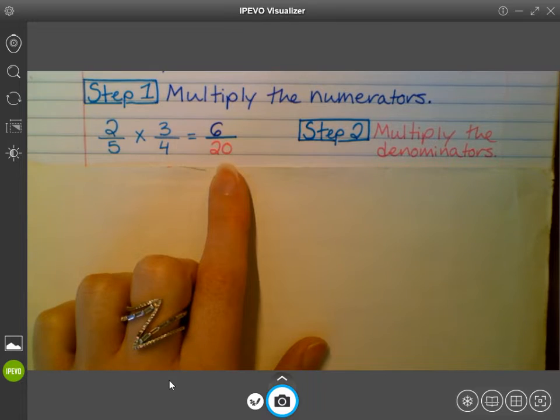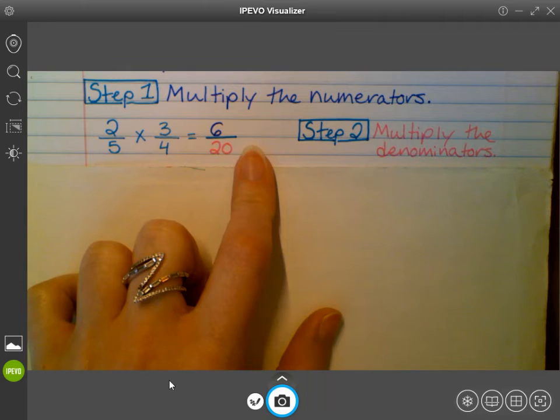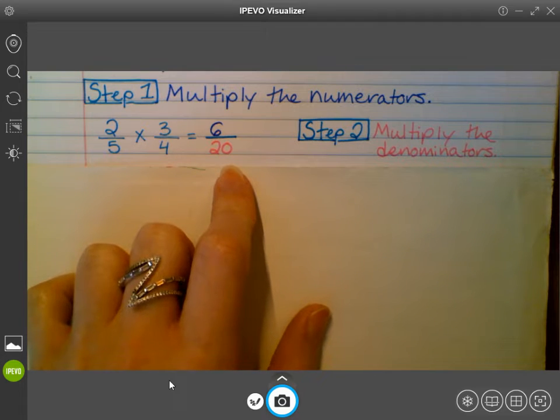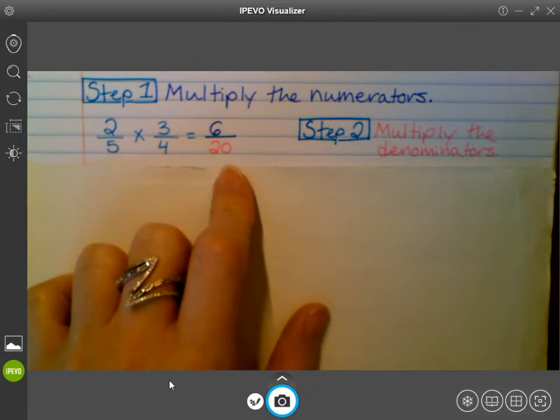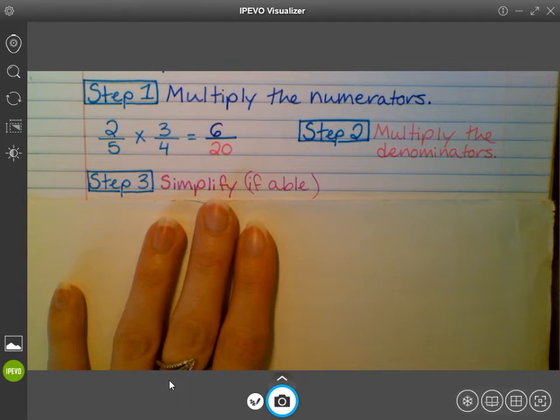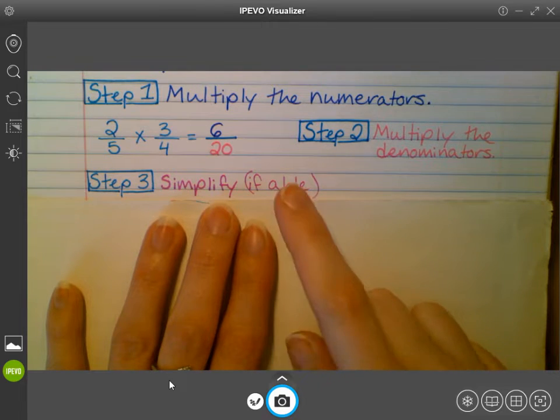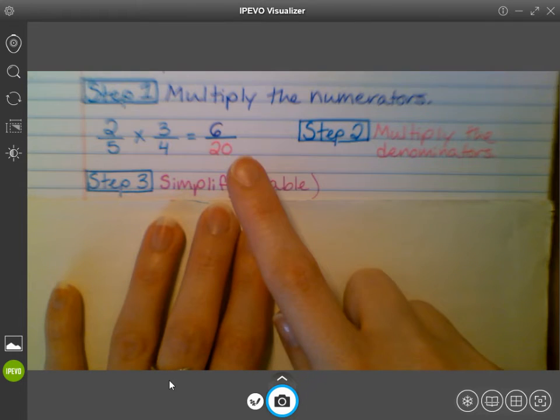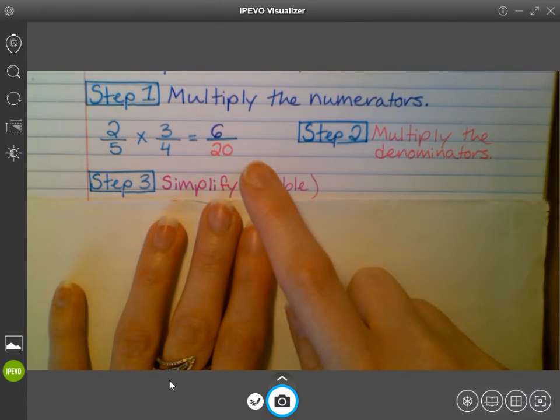So 6/20ths, is that an improper fraction, 5th grade? No, because the numerator is smaller than the denominator, but can we still simplify this? Yep. Step 3, simplify if able. So remember, when we simplify a fraction, that means we are dividing the numerator and the denominator by the same number. So in your head, after you get step 3 written down, think about what number can I divide 6 and 20 by, or what number goes into both 6 and 20.